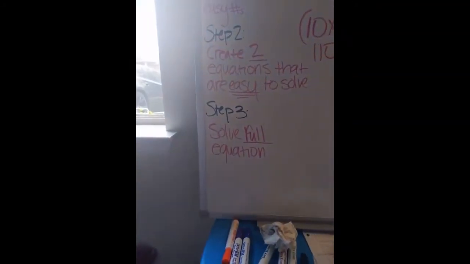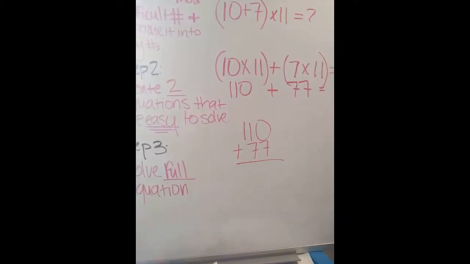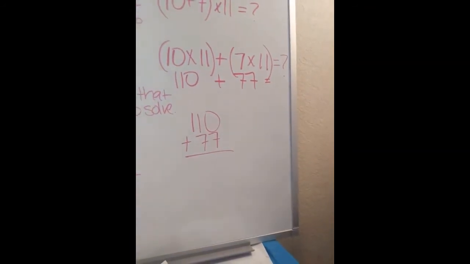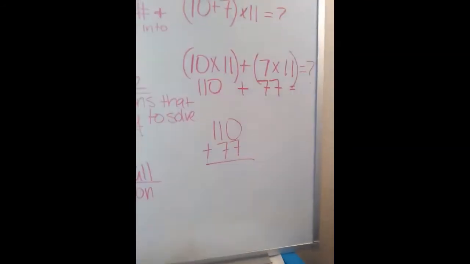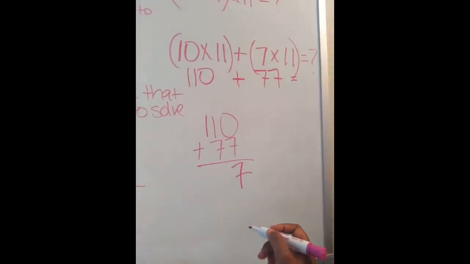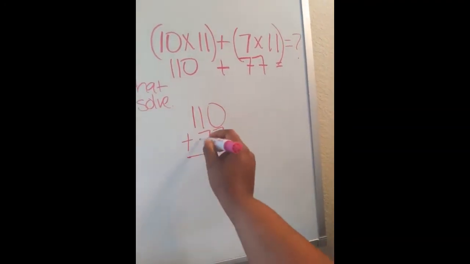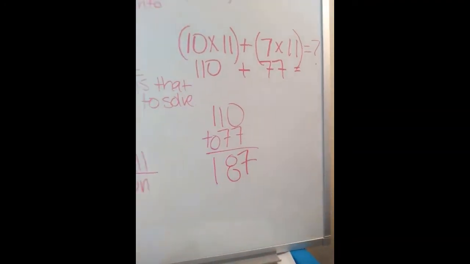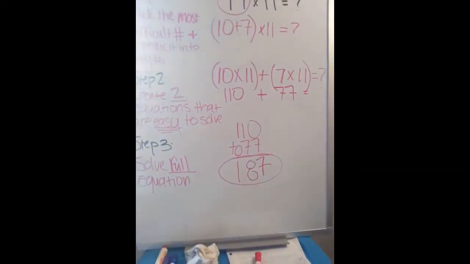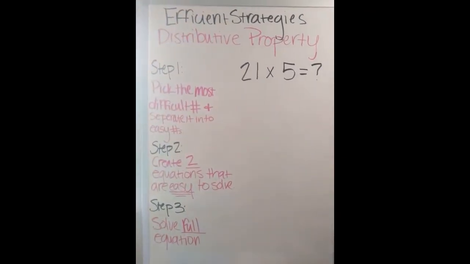Okay. So now we're at step 3. Solve full equation. So we have our equation in our final form. And now all we have to do is add these things up to get the answer for 17 times 11. So we just need to add these things up here. 7 plus 0, we know that that's 7. And then 1 plus 7, we know that that's 8. And then 1 plus 0, we know that that's going to be 1. So the answer for our 17 times 11 should have been 187.